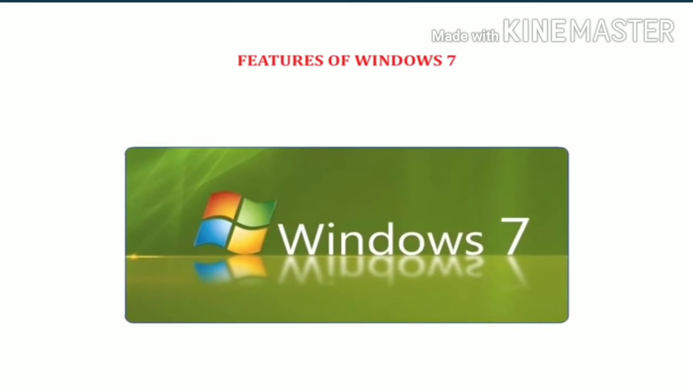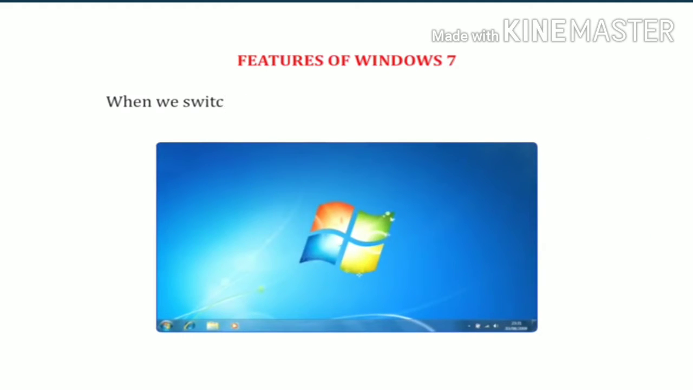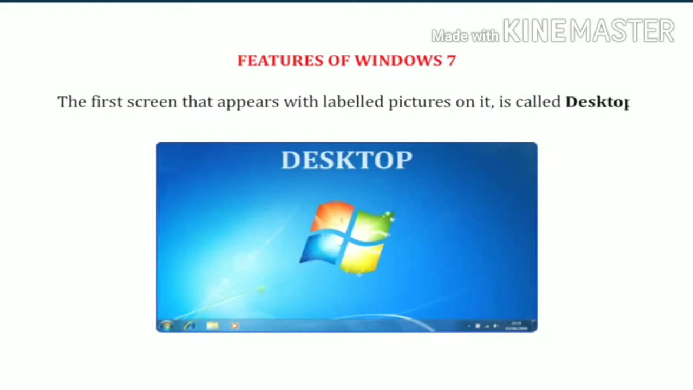Features of Windows 7. Windows is attractive. It has colorful pictures and themes. It is easy to use and operate. It has an improved search tool. It allows users to work on many programs at the same time. When we switch on a computer, Windows starts automatically. The first screen that appears with labeled pictures on it is called desktop.